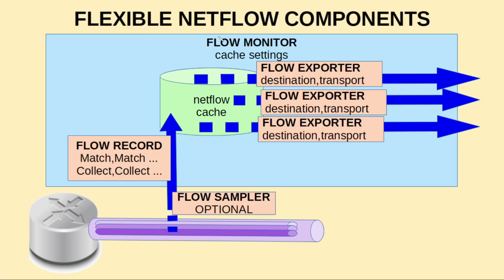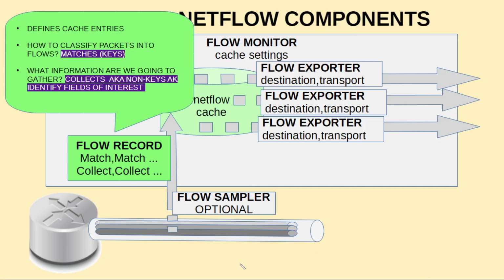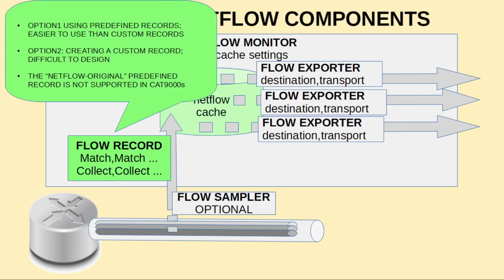These are the Flexible NetFlow components. We have flow records, we have flow exporters. Then we put all of these together inside a flow monitor, and we can optionally configure a flow sampler. First of all, we have the flow record, which is a combination of matches and collects. It defines the cache entries, how to classify packets into flows with matches or keys, and what information we are going to gather with collects, also known as non-keys, also known as fields of interest.